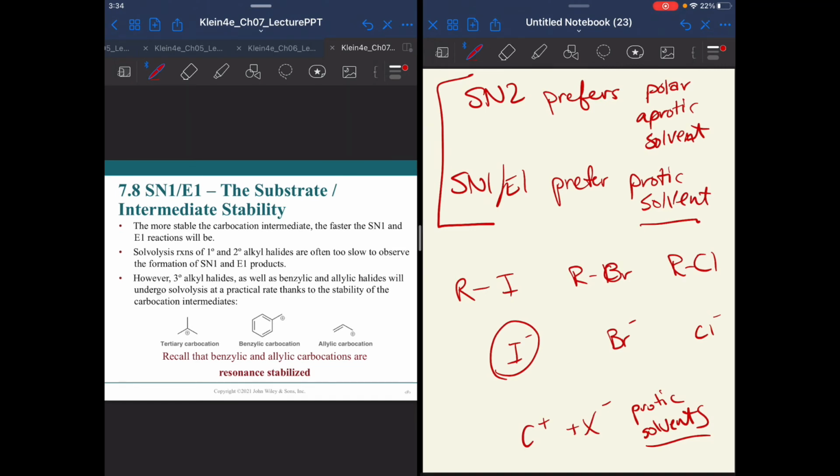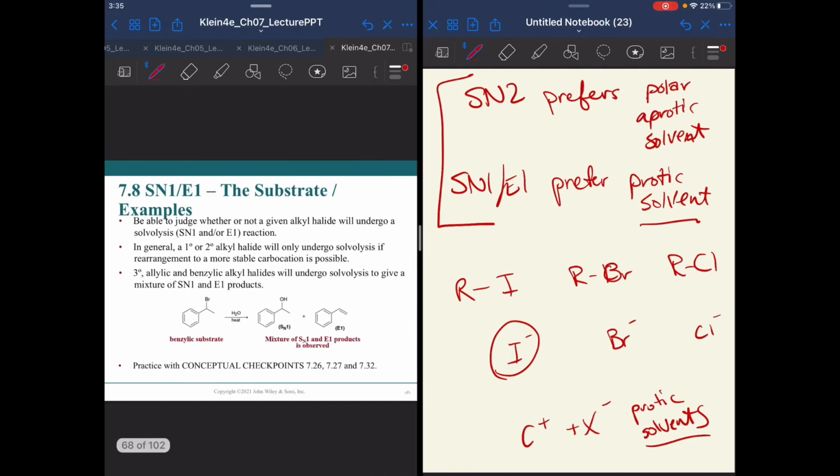There are other things that can help to stabilize your intermediate. So even though primary carbocations aren't particularly stable, if they are resonance stabilized, that can be very helpful, and that can create a faster reaction rate. Even though this position right here, the benzylic position, is primary, it is a lot more stable than you would think for a normal primary carbocation, because that charge is resonance stabilized. Same with the allylic position.